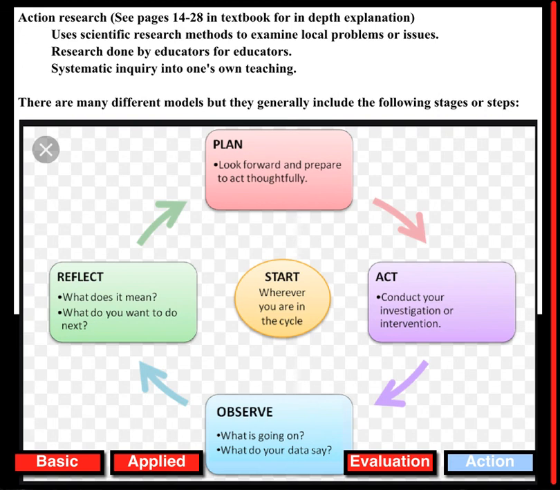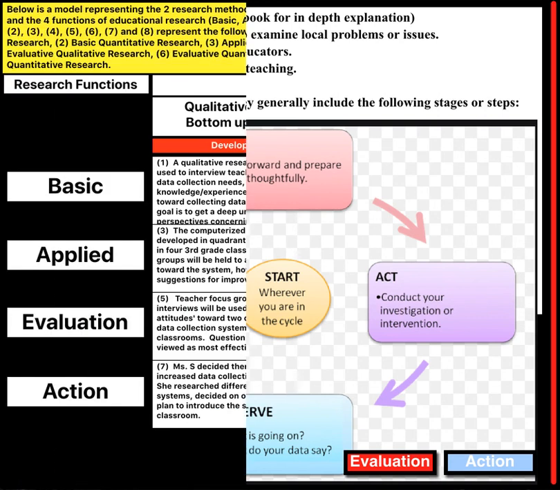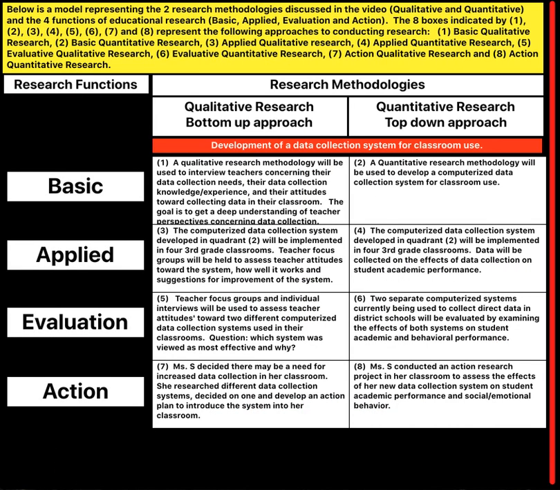Okay, so these are the 4 purposes or functions of educational research. They are the reasons we carry out research and contribute to the canon of knowledge concerning education. Now below is a grid representing the 2 different research methodologies. So you can see research methodologies, and it has qualitative on one side and quantitative on the other. And the 4 research functions presented in the video. And you can see down the left side the research functions: basic, applied, evaluation, and action.